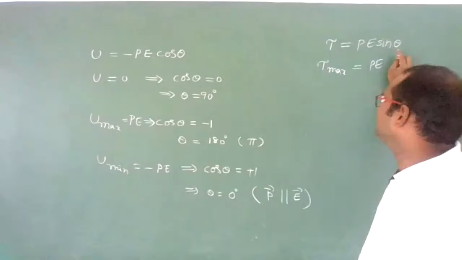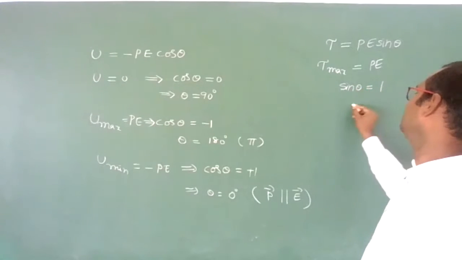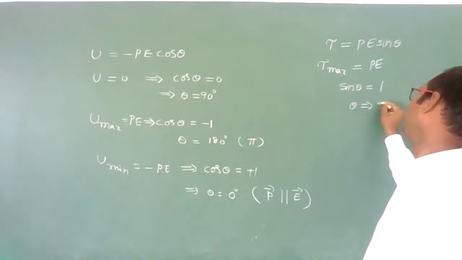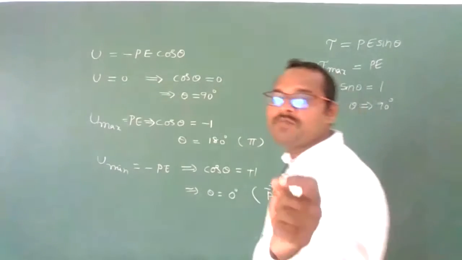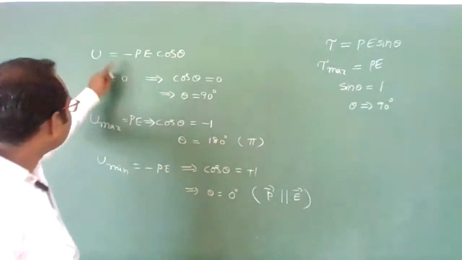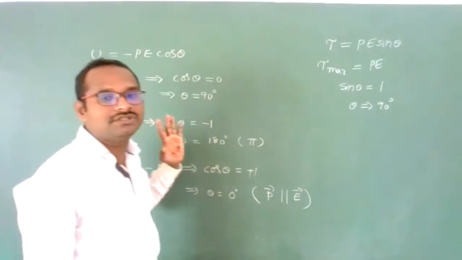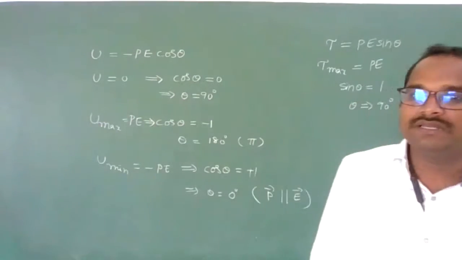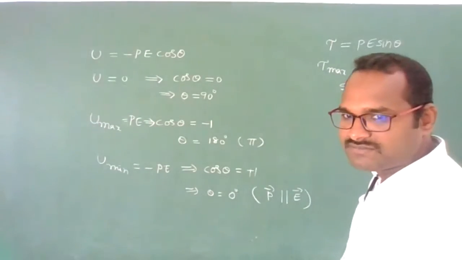When will it happen? When sin theta is equal to 1, that is theta equal to 90 degrees. Torque will be maximum when the dipole moment and electric field are perpendicular to each other, whereas potential energy will be maximum when they are anti-parallel to each other. These small points you need to remember. You may sometimes get questions on this.